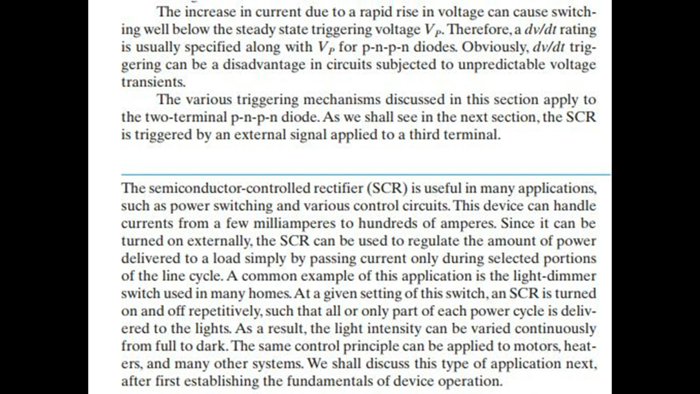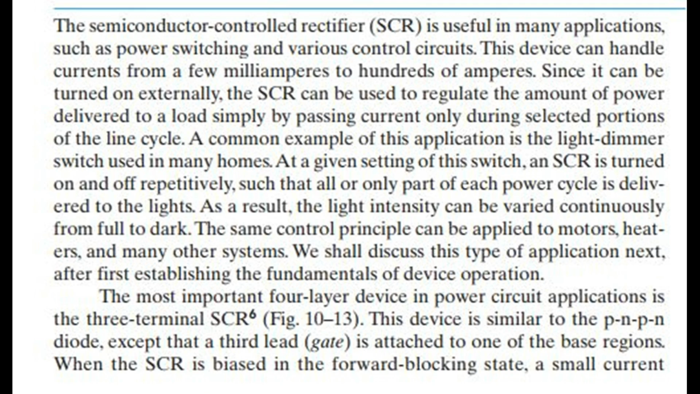A common example of this application is the light dimmer switch used in many homes. At a given setting of this switch, an SCR is turned on and off repetitively, such that all or only part of each power cycle is delivered to the lights. As a result, the light intensity can be varied continuously from full to dark. The same control principle can be applied to motors, heaters, and many other systems. We shall discuss this type of application next, after first establishing the fundamentals of device operation.